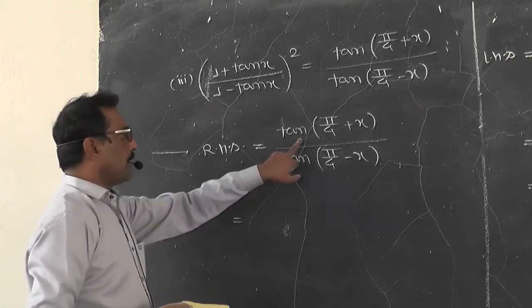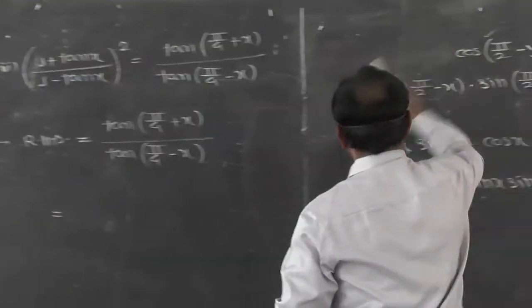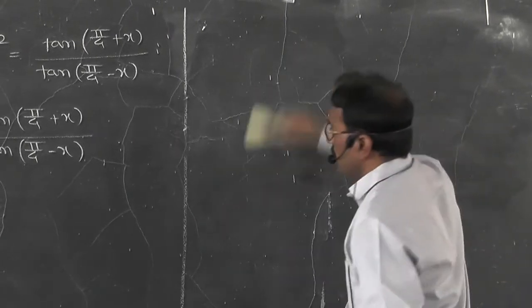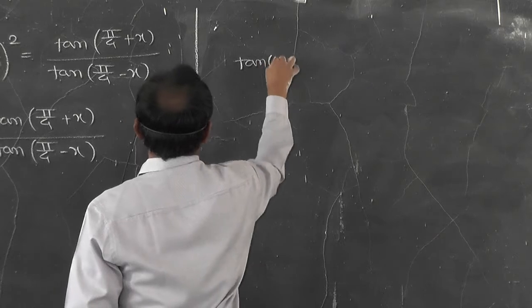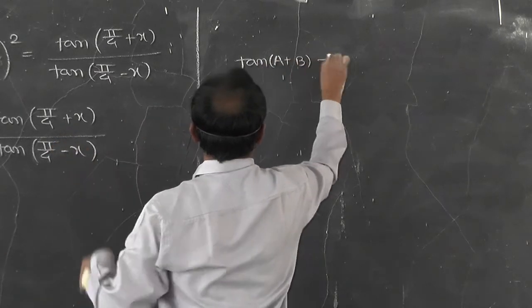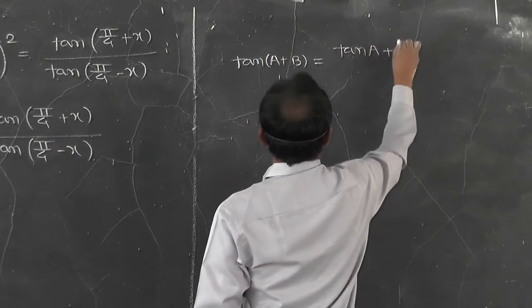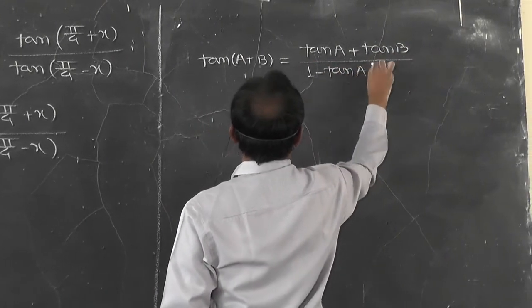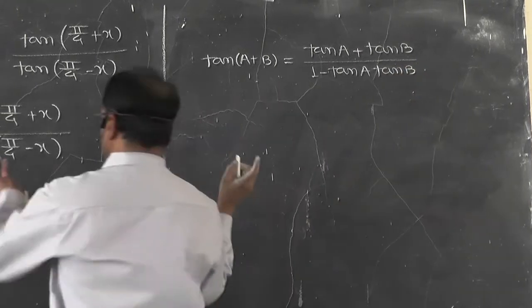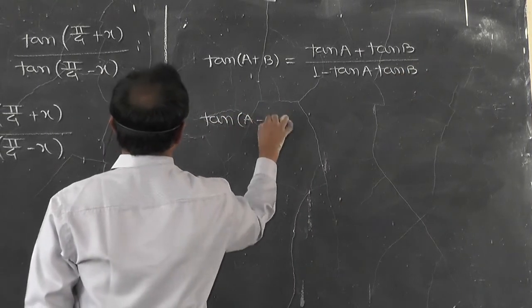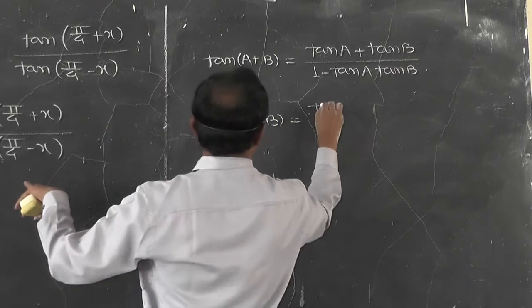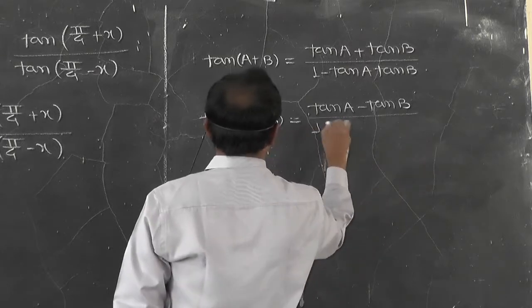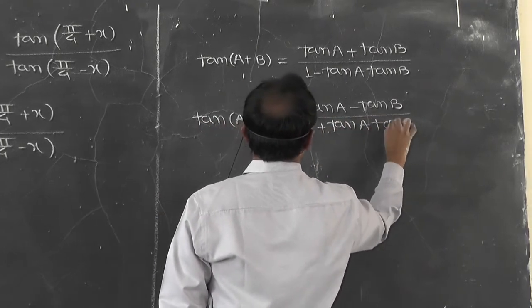I think you know the formula for tan of a plus b and tan of a minus b. For the sake of convenience, I will write the formula for both. Tan of a plus b is tan a plus tan b, total divided by 1 minus tan a into tan b. The second one, tan of a minus b, has the formula tan a minus tan b divided by 1 plus tan a into tan b.